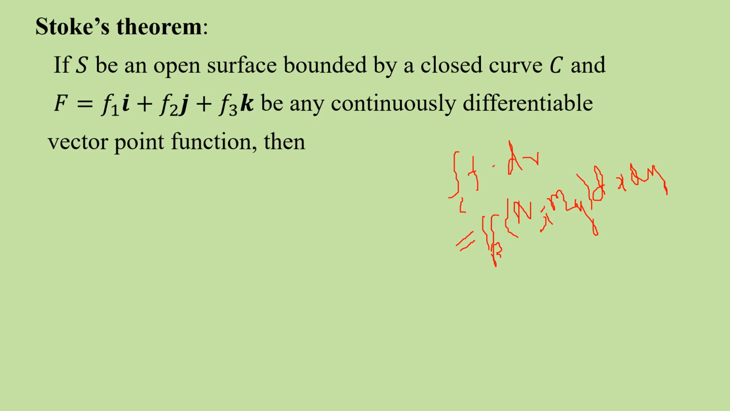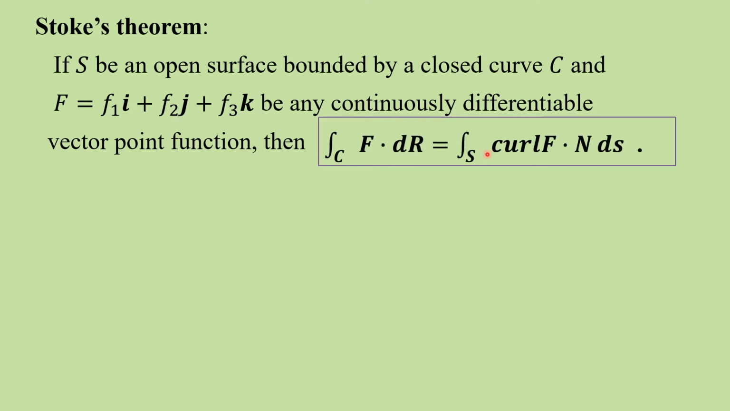Now the next thing we have here is a surface integral. The surface integral converts the line integral along the closed curve C into a surface integral of curl f. So if S is an open surface bounded by a closed curve C, and the vector f = f1 i + f2 j + f3 k is any continuously differentiable vector point function, then the line integral of f along this closed curve C can be taken as the surface integral of curl f.